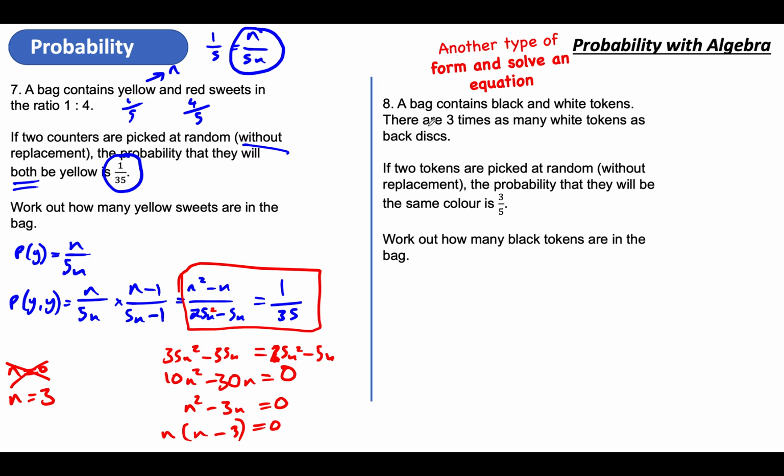Number 8. A bag contains black and white tokens. There are 3 times as many white tokens as black discs. White tokens and discs. Okay, there is black and white tokens, all right? And there are 3 times as many white tokens as there are black ones. So if we got black, we've got white, that means we've got 1 to 3, which means there is 1/4 a black, 3/4 a white.